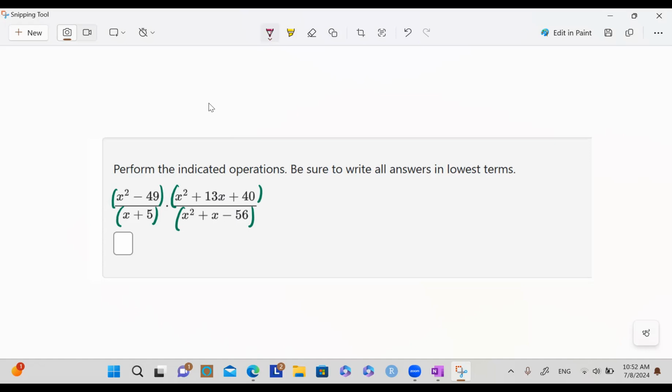Okay, did you finish yet? All right, I'll go over the solution. First of all, we're going to factor this. It's a difference of two squares, so it becomes x plus 7 and x minus 7. And the bottom, there's not much we can do, we leave it as is. I'm going to factor this one.